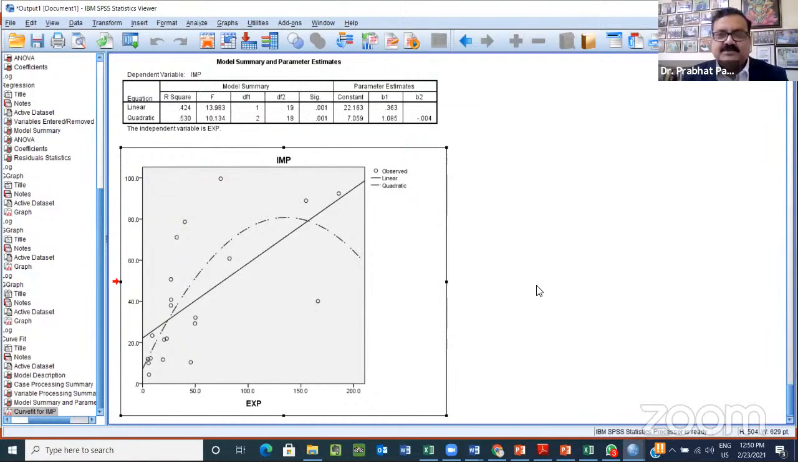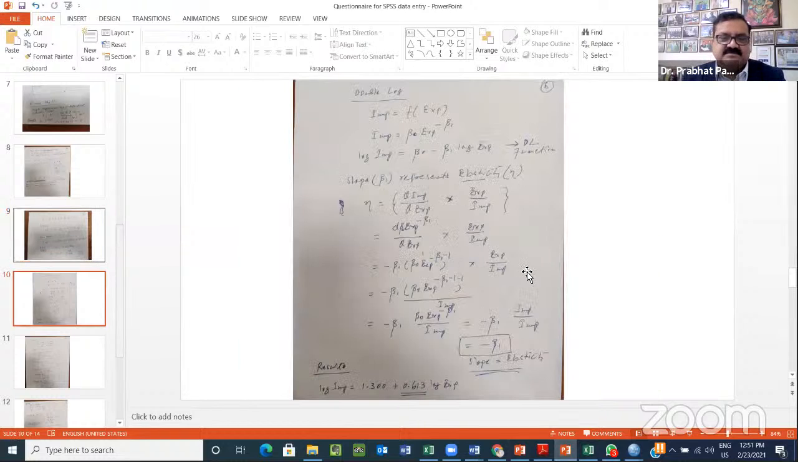Fine. So let's move to a little more interesting application, which is called the logarithmic, right? So I'm going to go to this page and try to understand this. I'm trying to look at the double log formulations. So here, the equation that we are talking about is the functional relationship. The impression actually depends on expenditure. So impression is a function of expenditure. And here we are taking the non-linear formulation between the two, which is impression is equal to beta 0, expenditure to the power minus beta 1.